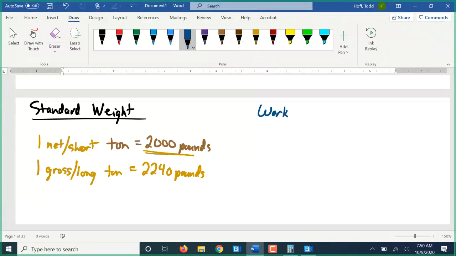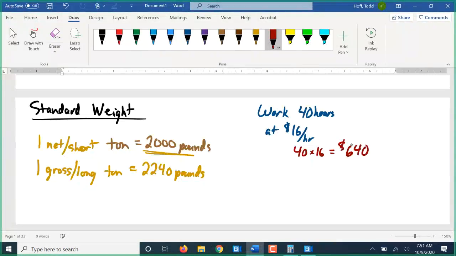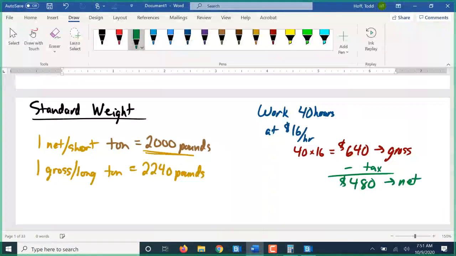If you work 40 hours in a week at $16 an hour, you've earned 40 times 16, or $640. That is your gross pay. That's the whole amount. But of course, you know you don't get to keep that much. They take out taxes and whatever. You might take out of that $640, you might take about $480, $490 home. That is your net pay.